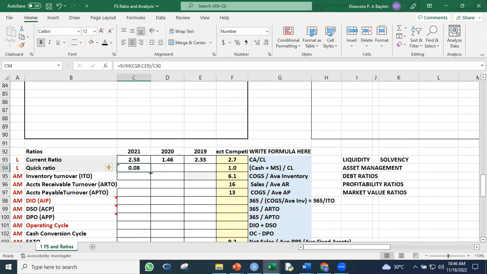Based on the quick ratio, we see that the company is even worse. If the inventories and receivables cannot be converted into cash, then it will only have 8 centavos for every 1 peso of current obligation, current liability. This is very low compared to the direct competitor, which has a 1-to-1. 1 peso of quick assets, which is cash and marketable securities or short-term investments, for every 1 peso of current liability. So they're matched. But the company has only 8 centavos of quick ratio, 8 centavos to pay a 1 peso current obligation. So this might be a problem for the company.